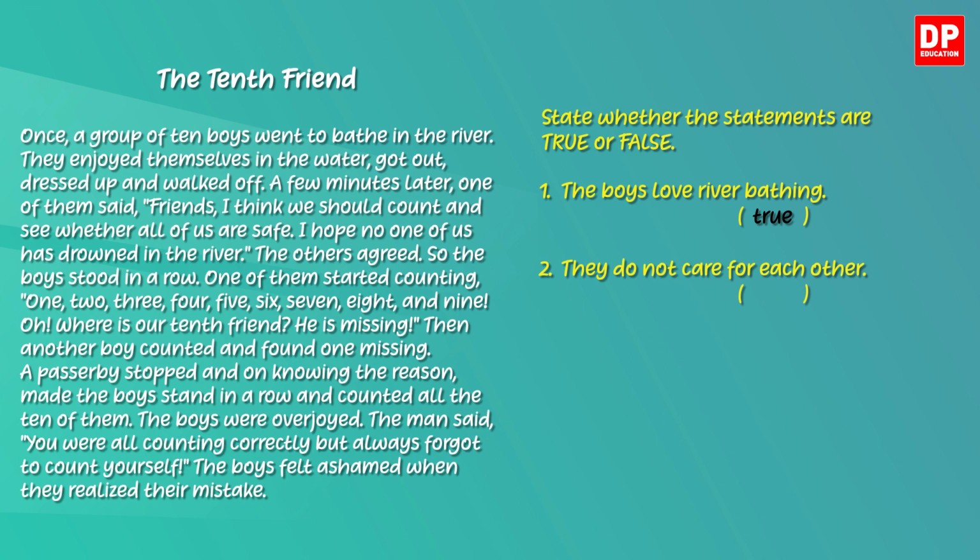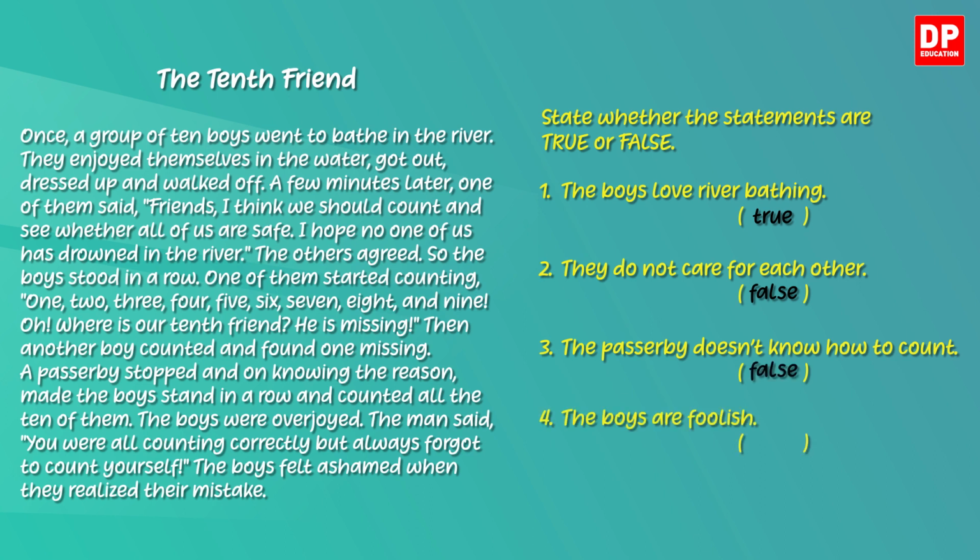Now the second one. They do not care for each other. What could you guess? Yes, it's a false statement. They wanted to find whether all of them were safe. That means they care for each other. Now let's see the third one. The passerby doesn't know how to count. Is it directly stated? No, but he counted all of them and explained to the boys where they went wrong too. So this implies he can count correctly. So the third one also is a false statement.